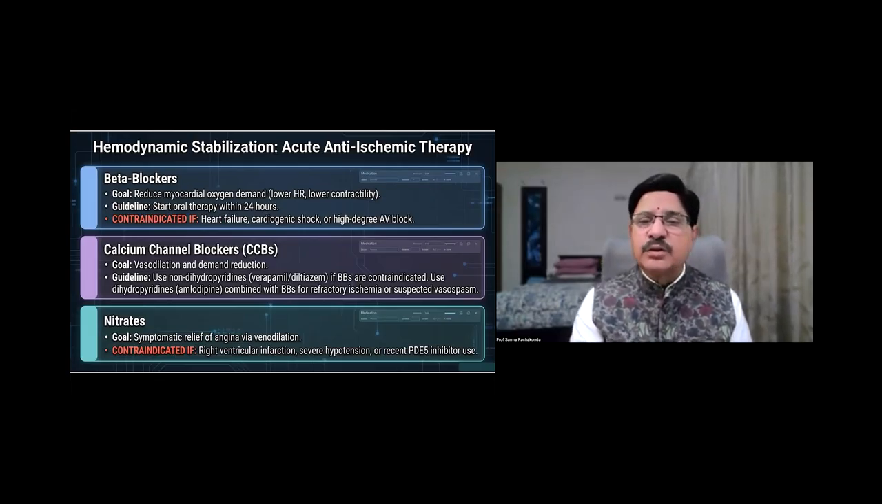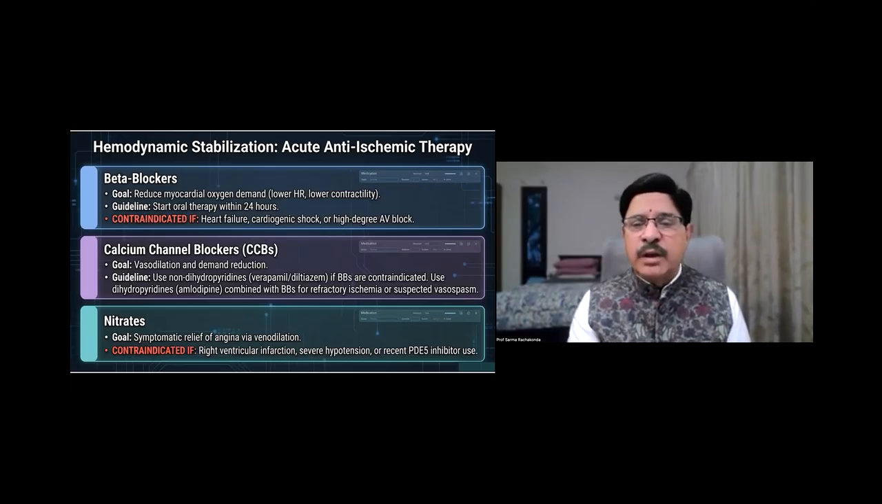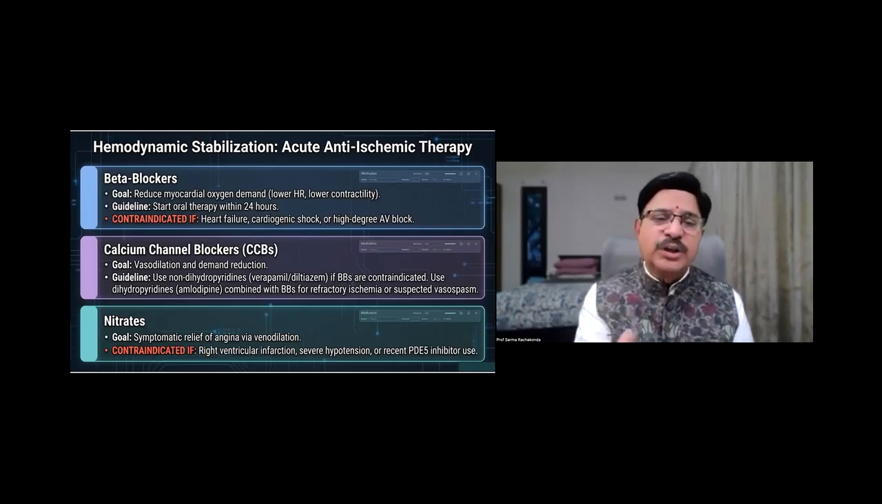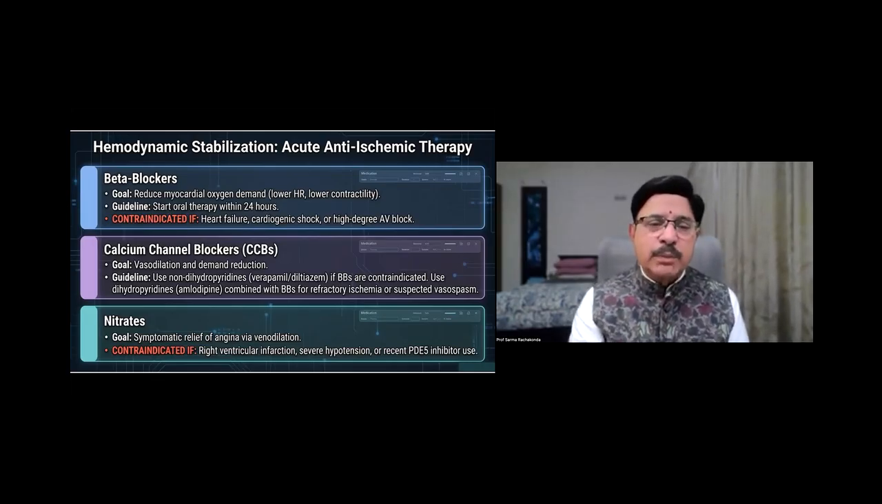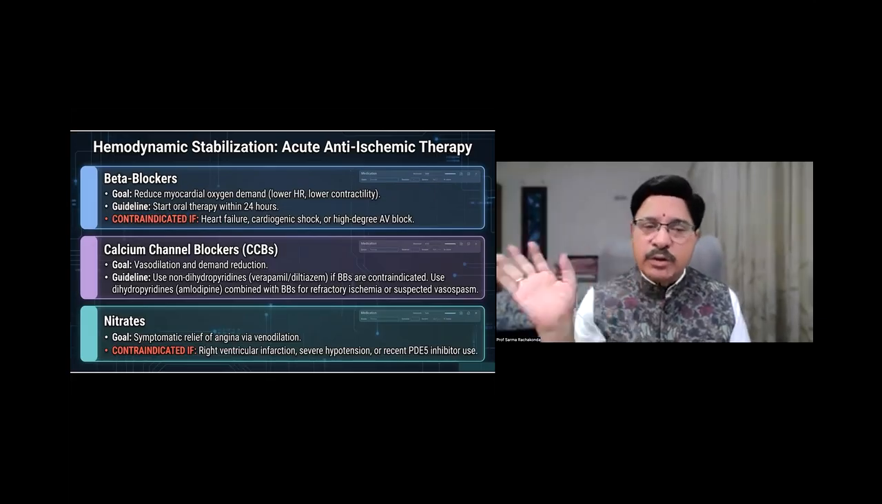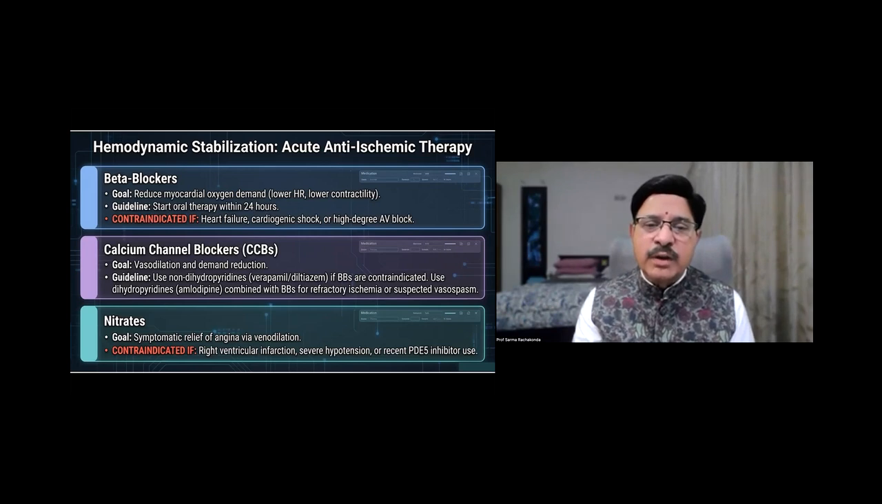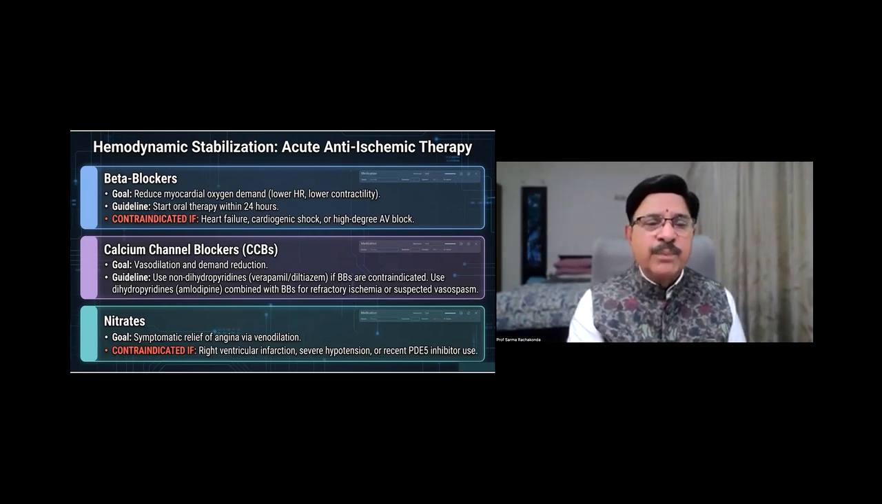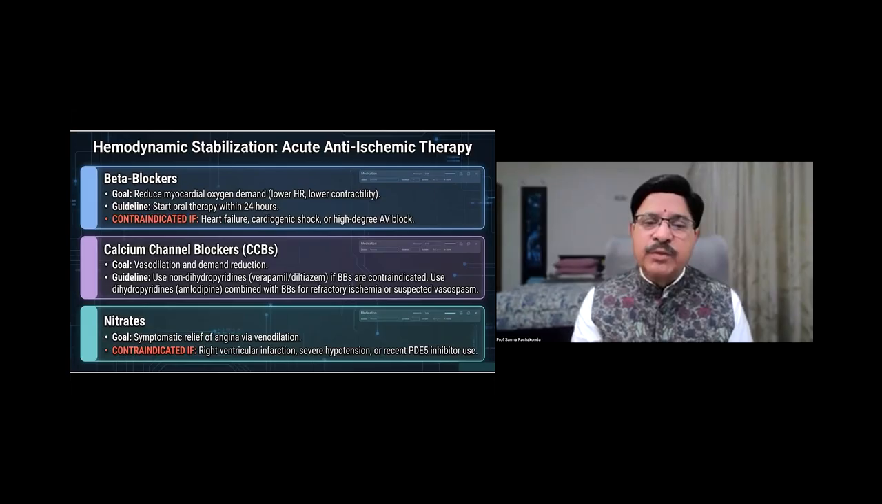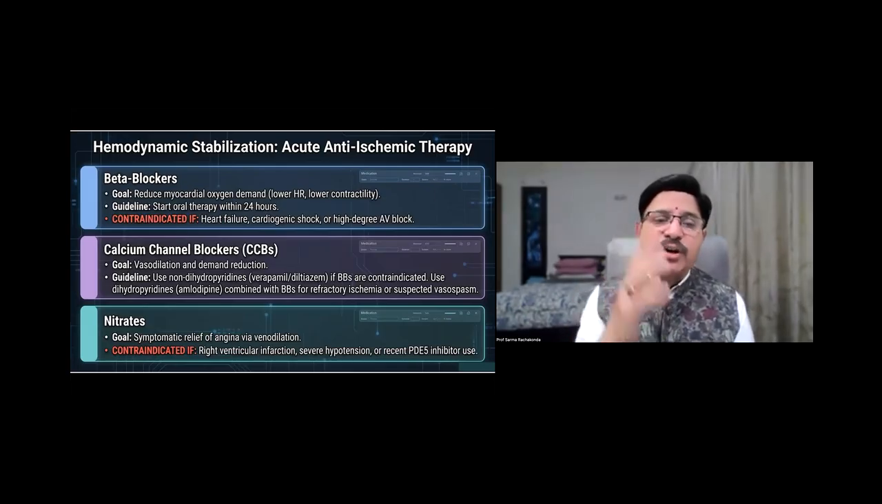Nitrates, that is sublingual nitrate or nitroglycerin or nitrocontin or any type of nitrates we are using. Generally use long-acting nitrates, but here use short-acting nitrates because the situation is acute. Somebody is having chronic pain, you can have a long-acting pain reliever. Somebody is having acute pain, you should give what works in a few minutes. Symptomatic relief of angina via venodilatation. Nitrates produce symptom relief by venodilatation.